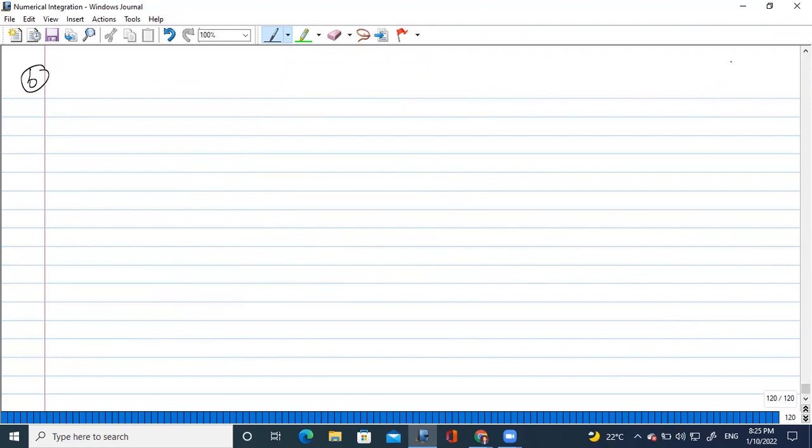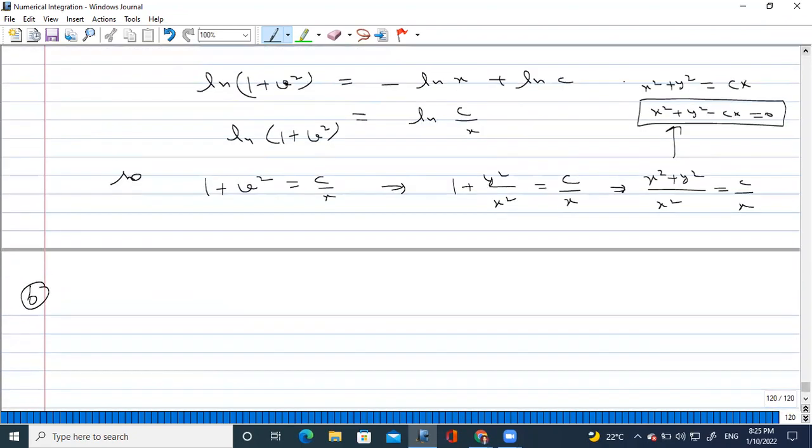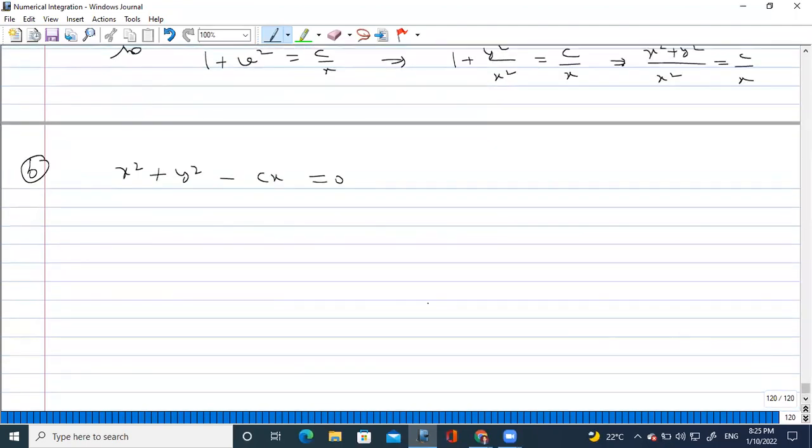Okay, so question number B, you have to plot it now. This is x square plus y square minus cx is equal to 0. So you have to plot it. Actually, it is giving me some intuition that it can be the equation of a circle. Because I know that the equation of a circle can be like this: x minus h whole square plus y minus k whole square is equal to r square, you can say.